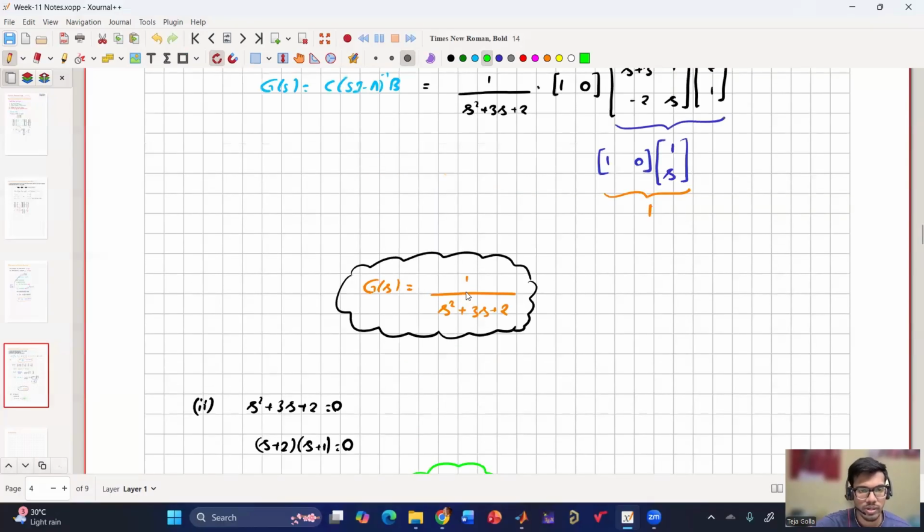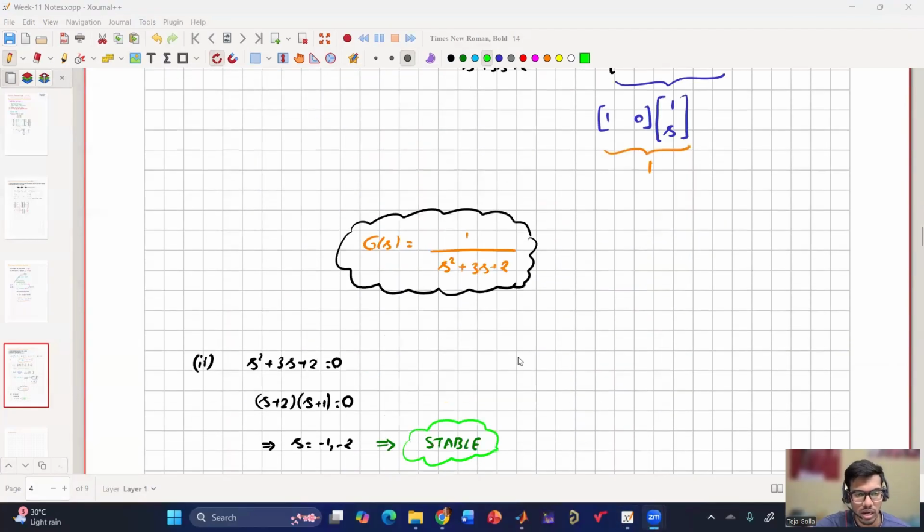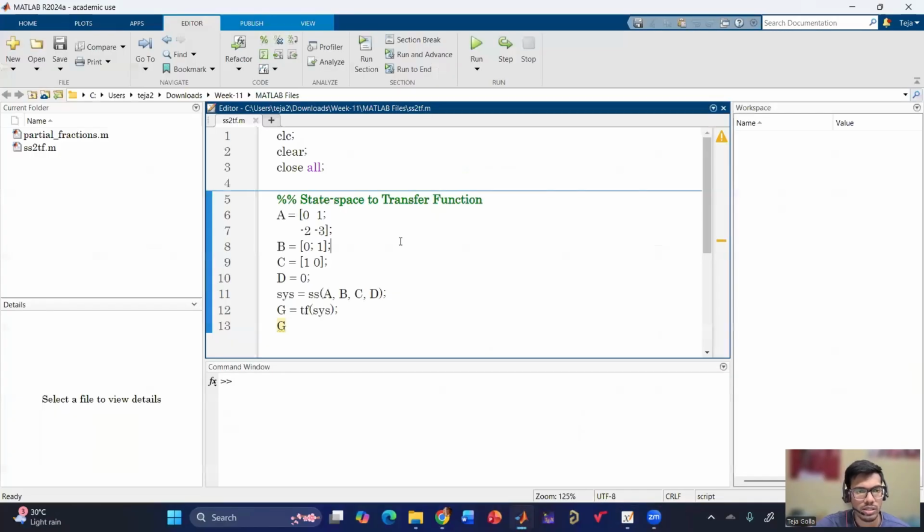Any doubts until this point? Okay. If no, then I'll just show a MATLAB code. So this is state space to transfer function. First we are clearing the command window as well as the workspace and then closing all the plots. Then, how to calculate the transfer function from state space? First we have to write the A matrix, B matrix, C matrix as well as D matrix.